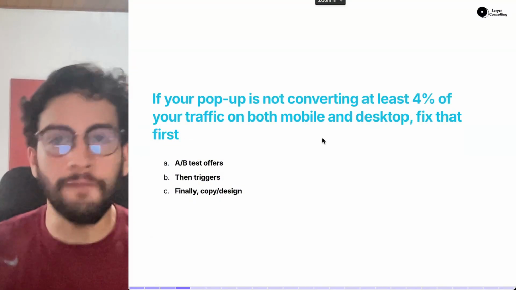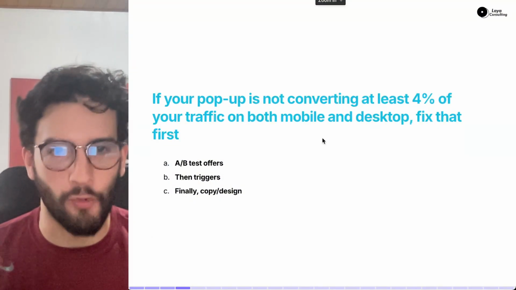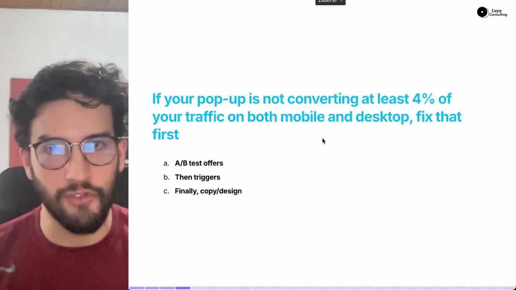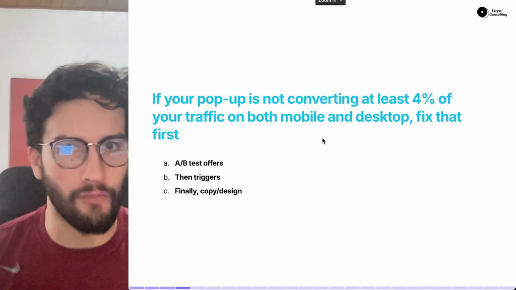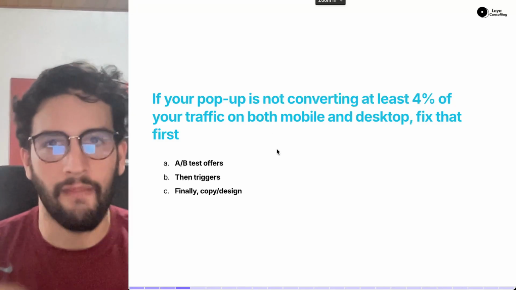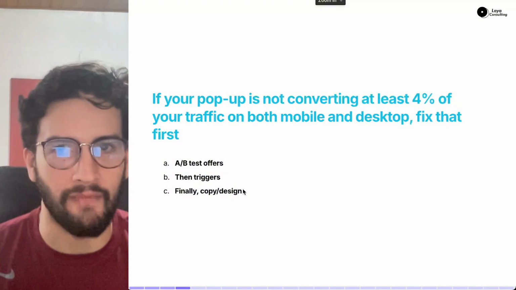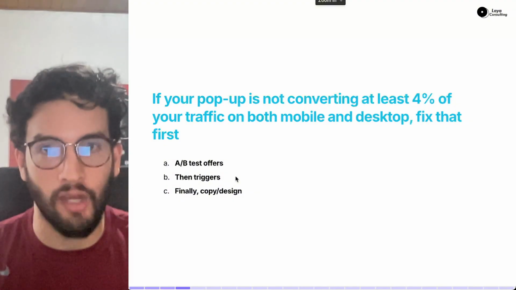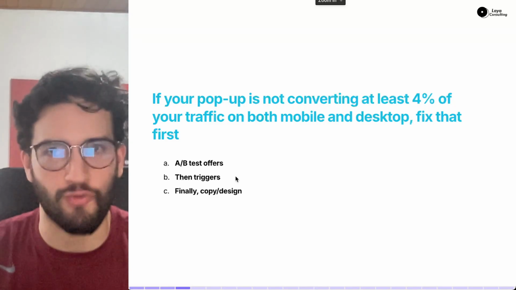So if your pop-up is not converting at least 4% of your traffic on both mobile and desktop, fix that first before you focus on the flow infrastructure. So you can A/B test offers, mainly actually, then triggers, and then finally copy and design. So make sure the offers and everything you have, your pop-ups are converting at least 4% of your traffic.